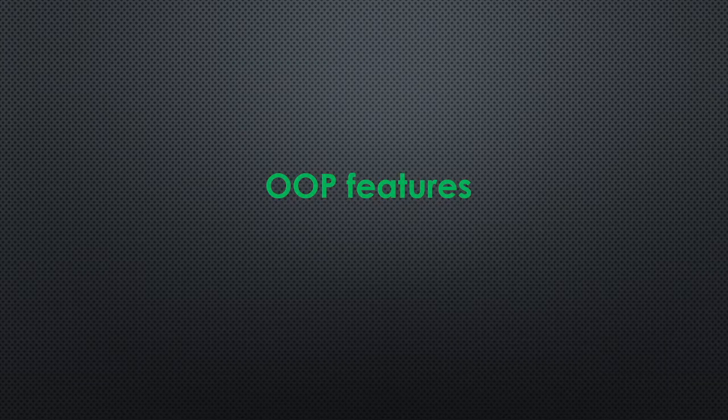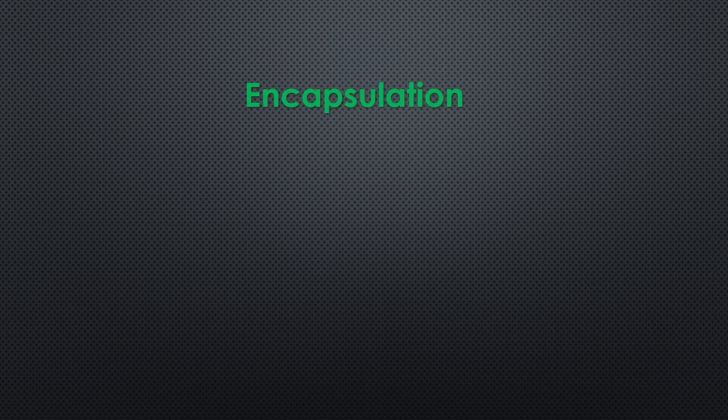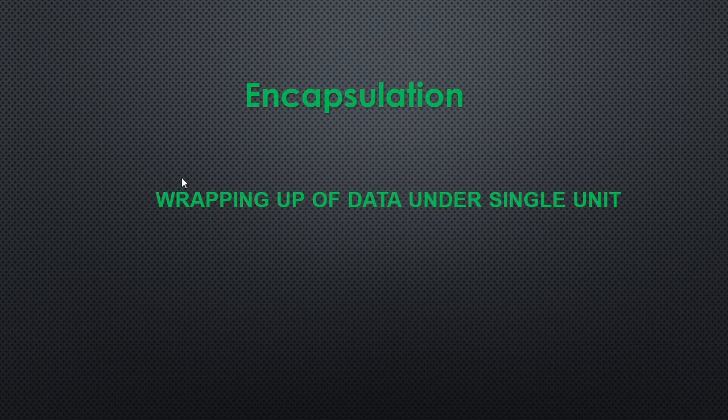Now, in order to implement and apply the OOP concept in your code, we need to understand the OOP features. Let's start with the first one, which is encapsulation. Encapsulation is the process of wrapping up data under a single unit, which is the class, as I explained in the last session. The single unit here is the class, and by wrapping up data we mean containerizing the data in a single unit, which is the class.